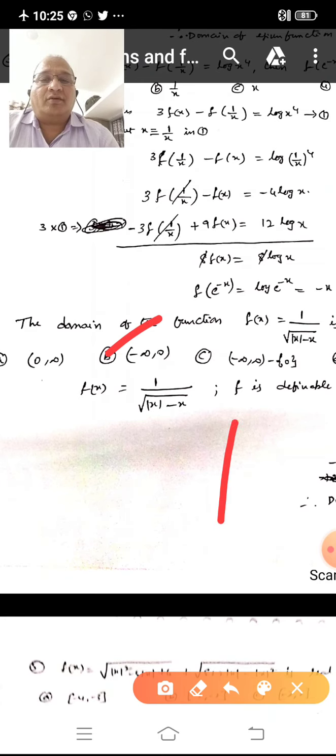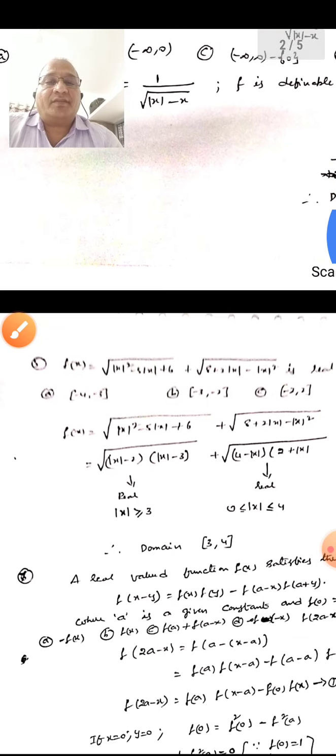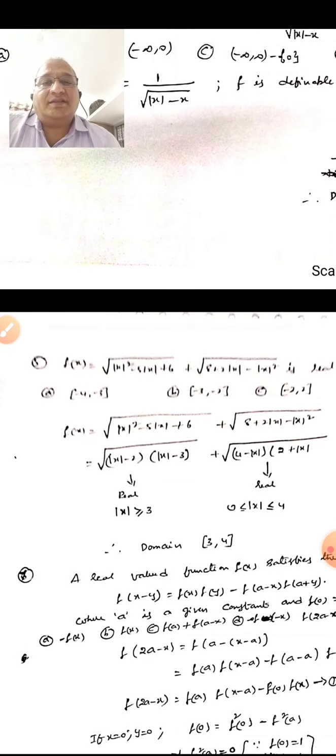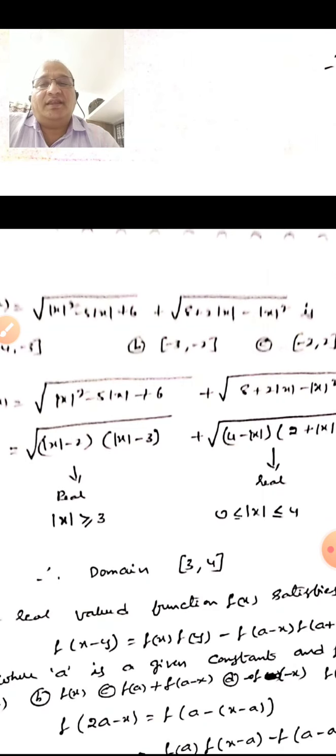Now go to the fifth question. It is also a problem similar to the second one. F of x is equal to, observe in this problem, mod x whole square minus 5 mod x plus 6. There, instead of mod, a regular quadratic equation was there. Here it is with mod. So observe the difference between the second problem and this problem.